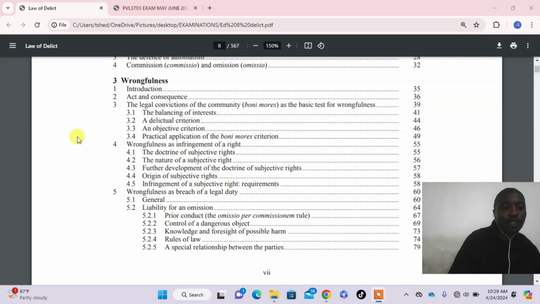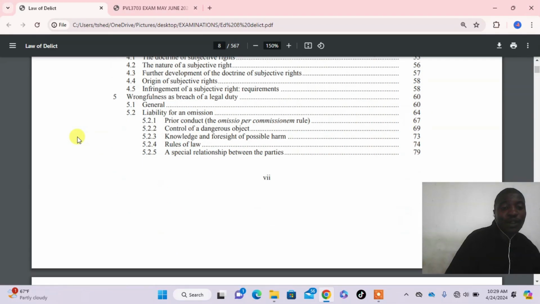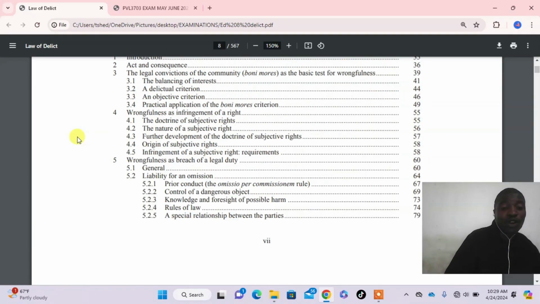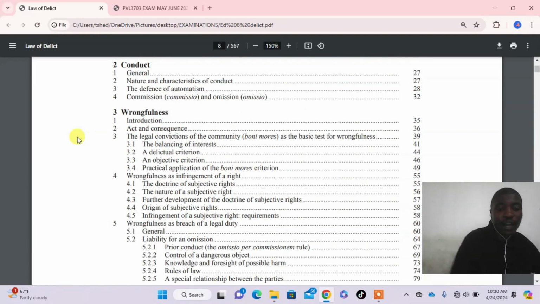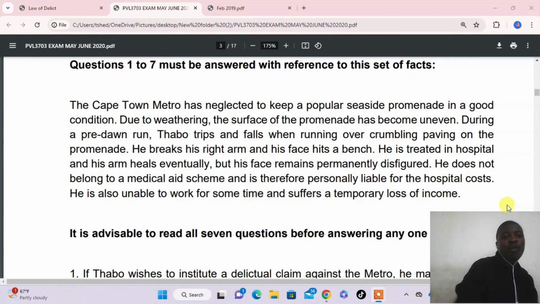We are still going to go much harder on wrongfulness, and we are still going to tackle many questions about wrongfulness. And you are going to understand, even when you go to the examination, you can even write without a book. Okay, so let's check one question on wrongfulness and see if we can answer it.